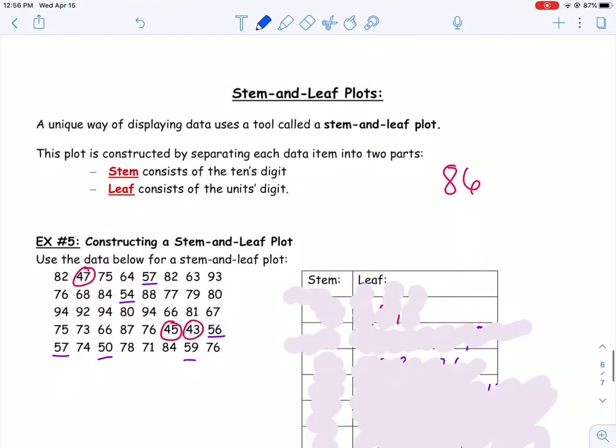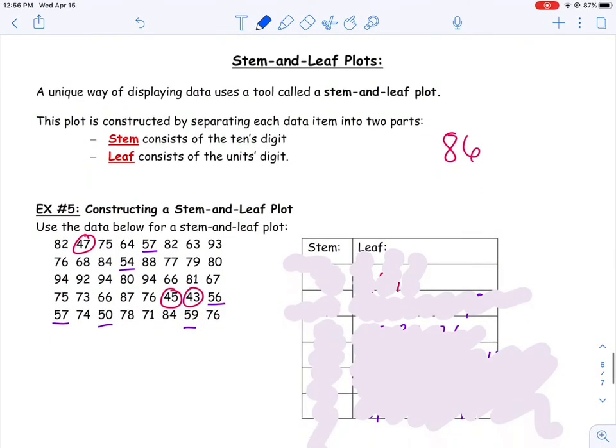Okay? All right, the last thing that we're going to talk about, a way of displaying data, is what we call stem and leaf plots. You might have seen these back in school a long time ago. It's not as frequently used a display, but it's called a stem and leaf plot. It is a way of displaying data by separating the tens digit and the units digit.